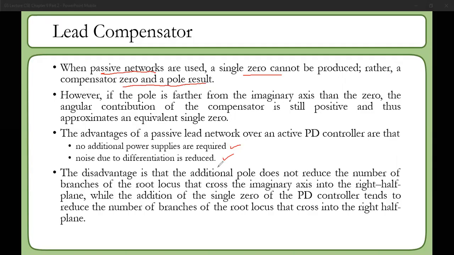Actually, the zero was trying to help keep the root locus from going towards the right half plane by crossing the j omega axis. But since you have a pole and zero here, this advantage that was available in the PID controller will not be available. Okay, so this is the introduction for your lead compensator.